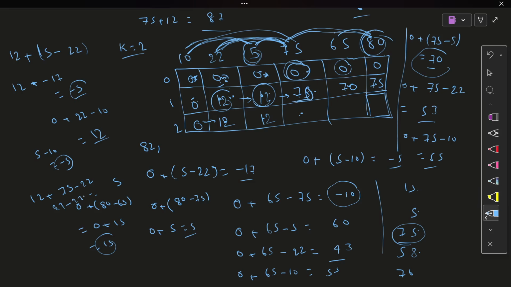8 to 8 and 2. Yeah, 7 minus 2, 5. 8 minus 2, 6. 65. 65 is the maximum. Okay, so here 65. We got 65 for this one.